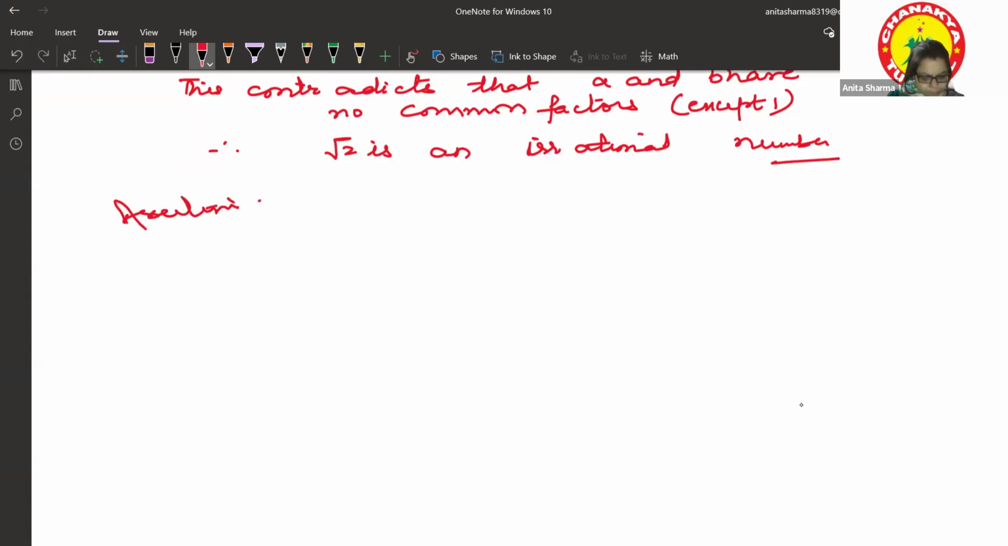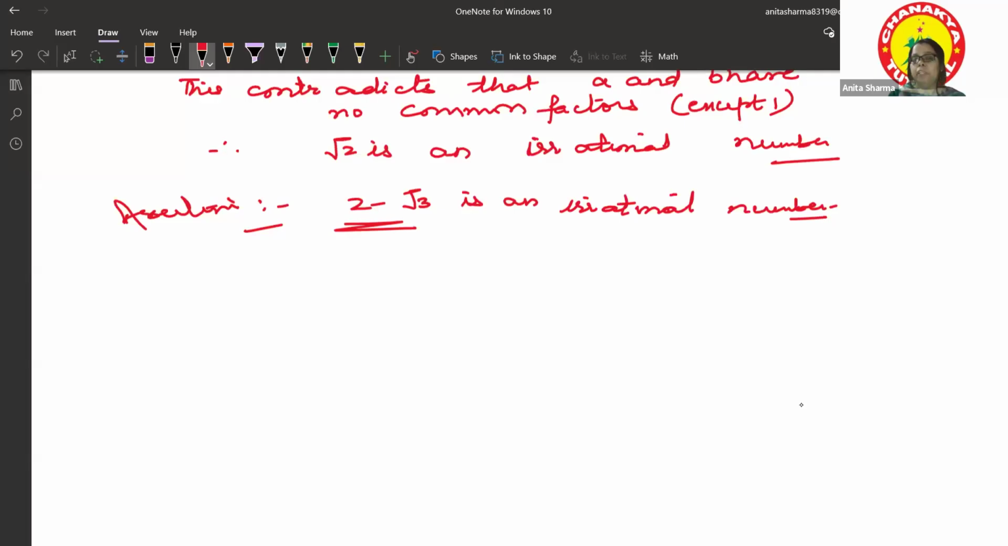Assertion is given: 2 minus root 3 is an irrational number. Sometimes the question can come in the form of "prove that 2 minus root 3 is an irrational number." If this question comes for 2 marks, you can solve it like this: as we know that root 3 is an irrational number, therefore 2 minus root 3 is also an irrational number.